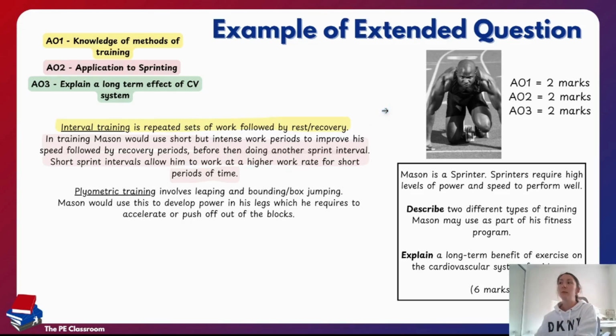My next point was about plyometric training. So I state my knowledge about plyometric training, followed by how this is going to help him with his sprinting performance. We know that if he has better power in his legs, he's going to be able to push off more in the blocks at the start and accelerate quicker, which will improve his speed and give him a better start in the race.